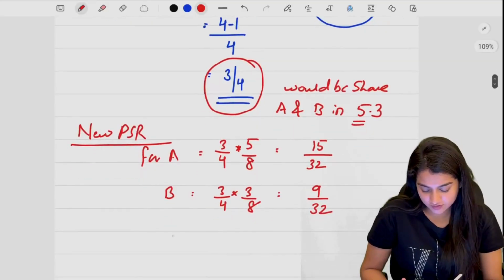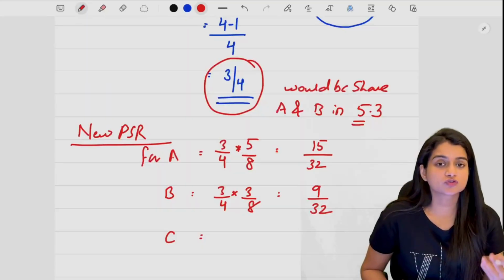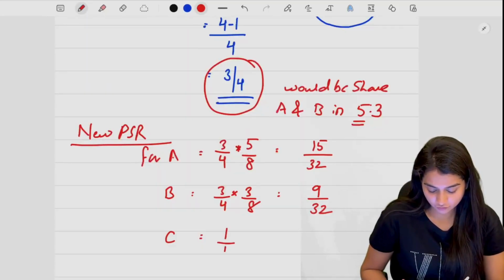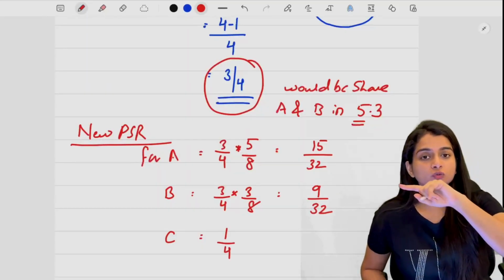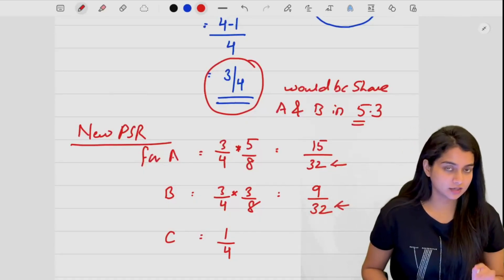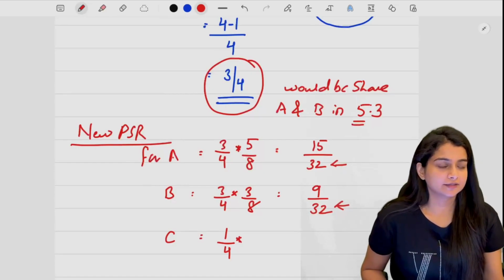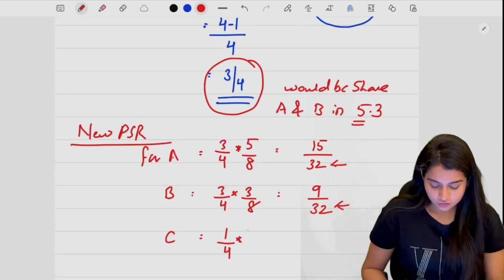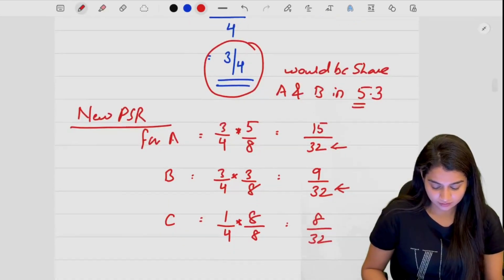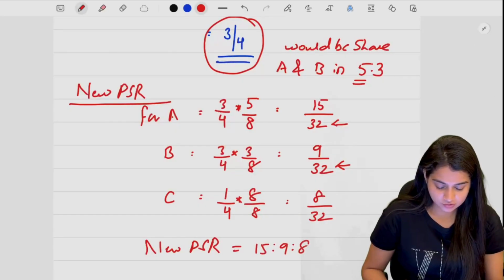And then finally for C. For C we have already determined that the amount we are supposed to give the person is 1/4. But in order to write the new PSR altogether, I have to make sure that the denominator of all three stays the same. So that means I would have to multiply this by what? I think ideally we should multiply it with 8. So I'll do 8/8, which is 8/32. That means the new PSR for this sum is 15:9:8.